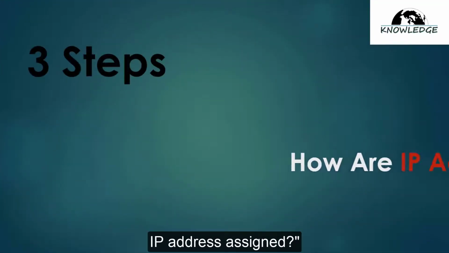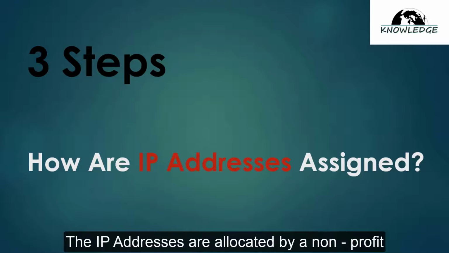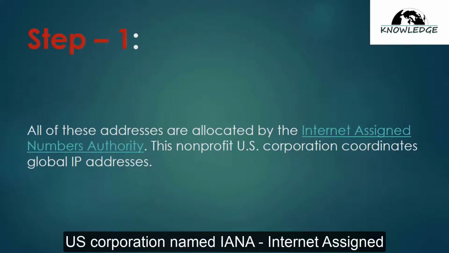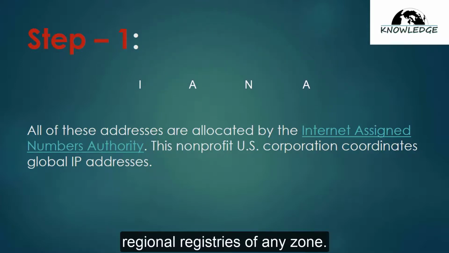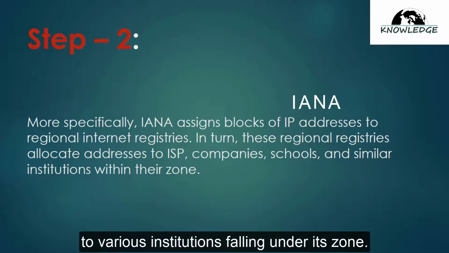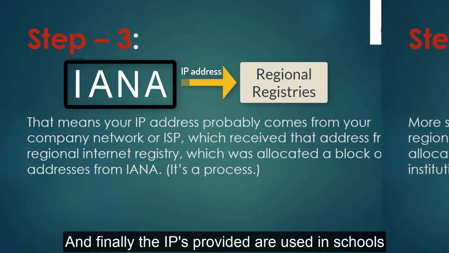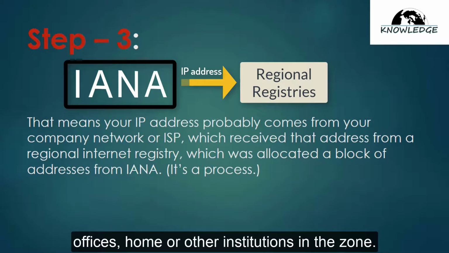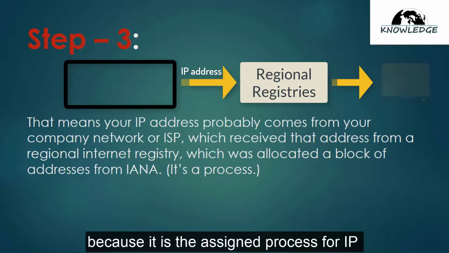Now, let's have a three-step easy way to know how the IP addresses are assigned. The IP addresses are allocated by a non-profit US corporation named IANA, that is the Internet Assigned Numbers Authority. It assigns the blocks of IPs to regional registries of any zone. Then the regional registries further assign the IPs to various institutions falling under its zone. And finally, the IPs are provided to schools, offices, homes, or other institutions in the zone. These steps are followed because it is the assigned process for IP allocation.